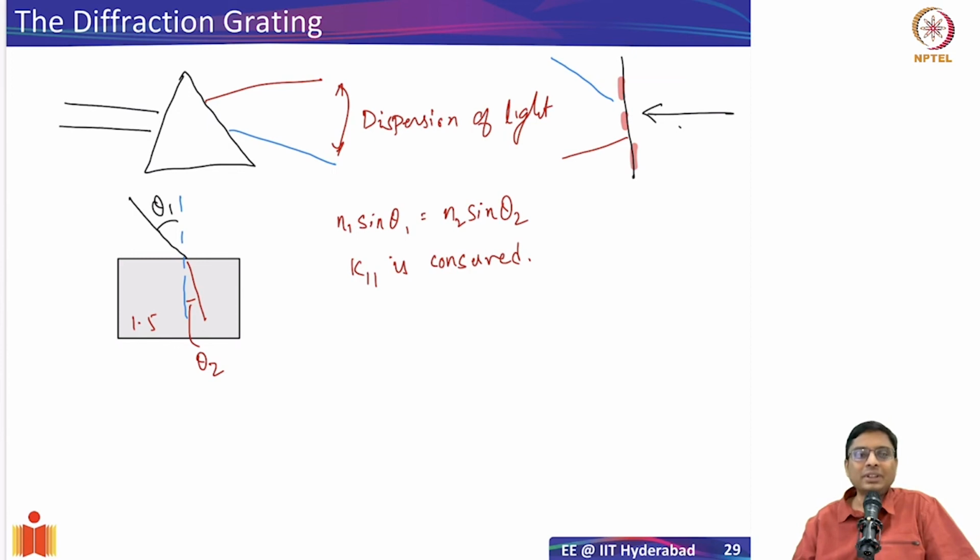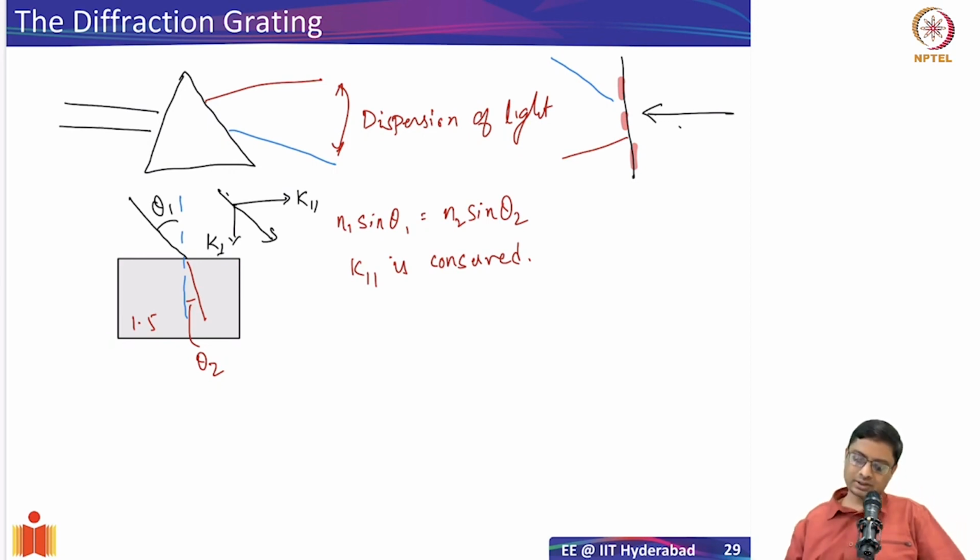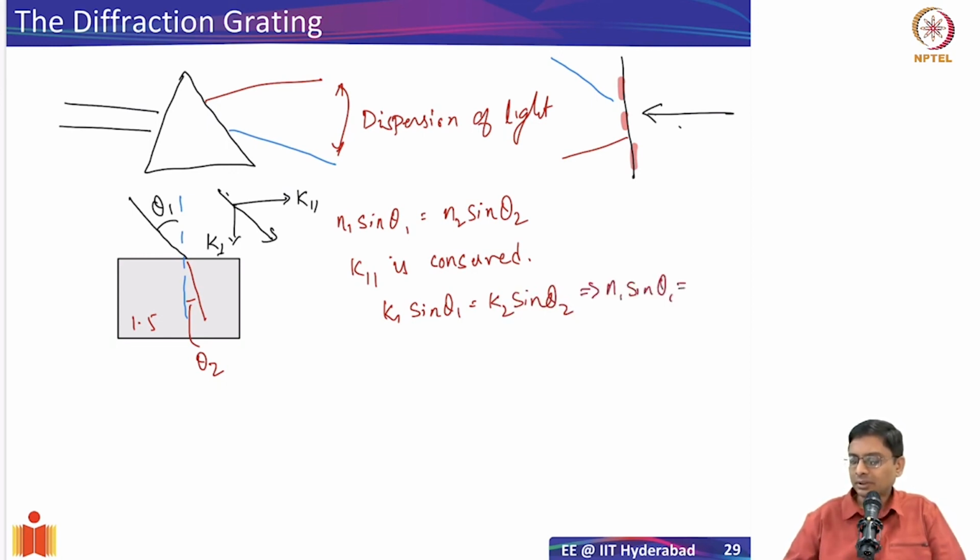That's why the momentum, k parallel, is conserved. When you have k parallel conserved, we immediately showed that if you have a wave incident in this direction, you can think of a k parallel and a k perpendicular. So k parallel effectively is going to be, in this case, sine theta. Basically k1 sine theta 1 equal to k2 sine theta 2. And that is why this implies n1 sine theta 1 equal to n2 sine theta 2. This is what we have seen.